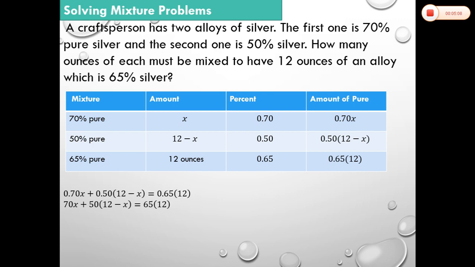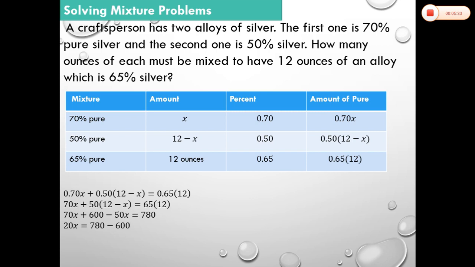Okay, multiplying the equation by 100, we have 70x plus 50 times (12 minus x) is equal to 65 times 12. By the distributive property, we have 70x plus 600 minus 50x is equal to 780.